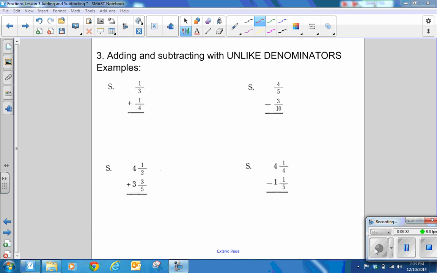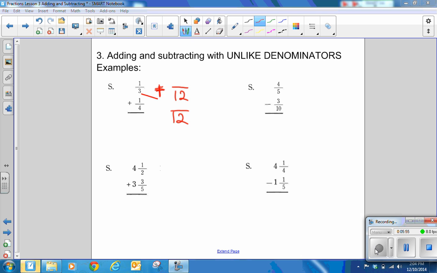Now that we know how to find the least common denominator, let's practice with adding and subtracting. So I have 1/3 and 1/4. I already know that their least common denominator is 12. So first let me convert 1/3 to a denominator of 12.